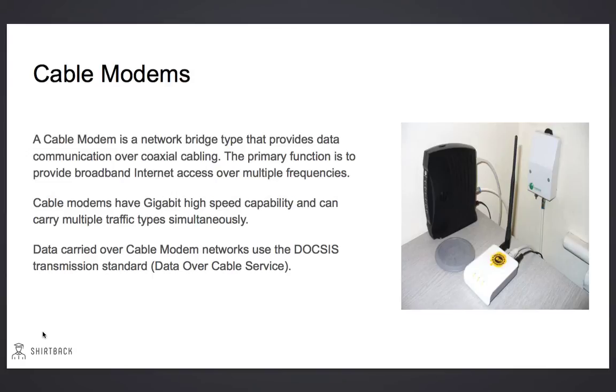Cable modems are network bridge types that provide data communications over coaxial cabling. The primary function of a cable modem is to provide broadband internet over multiple frequencies. Cable modems have gigabit high-speed throughput and can carry multiple traffic types at the same time. Cable modem data is carried over what's called the DOCSIS transmission standard. DOCSIS stands for Data over Cable Service.